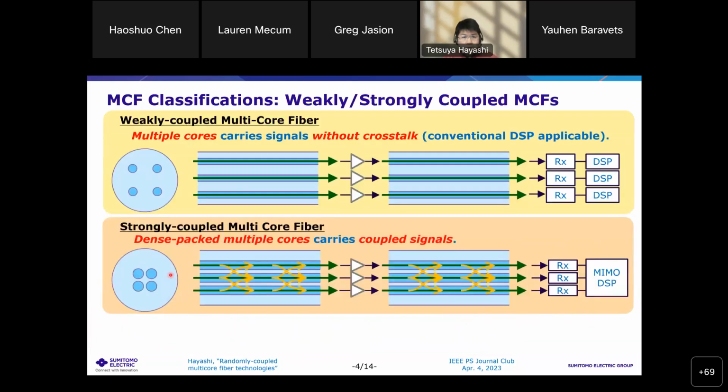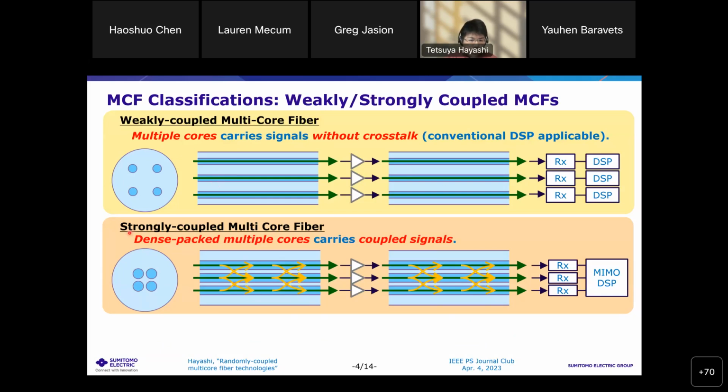Multi-core fibers can be divided into two types. One is weakly coupled multi-core fiber, and another is strongly coupled multi-core fiber. In the weakly coupled multi-core fibers, the crosstalk between the cores is well suppressed, so we can use each core as an isolated individual single waveguide. And so we can use conventional transceiver technologies.